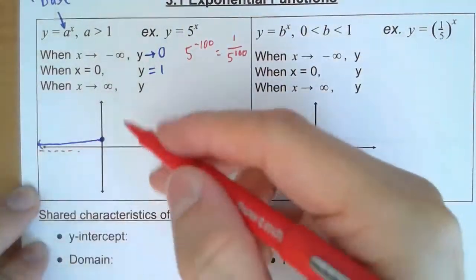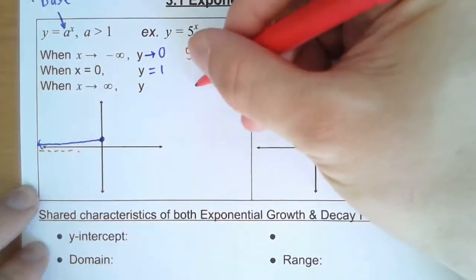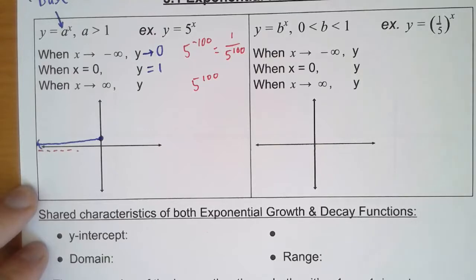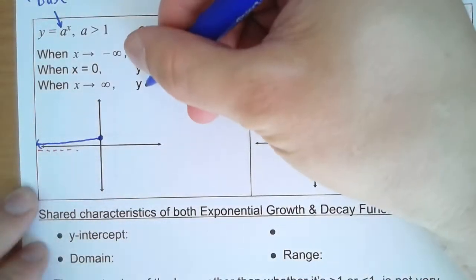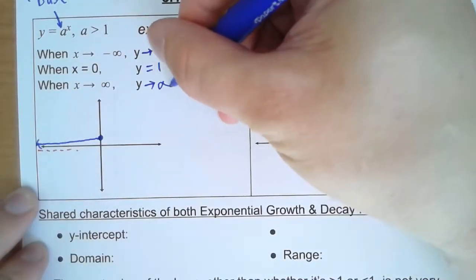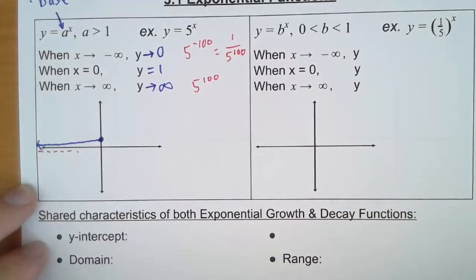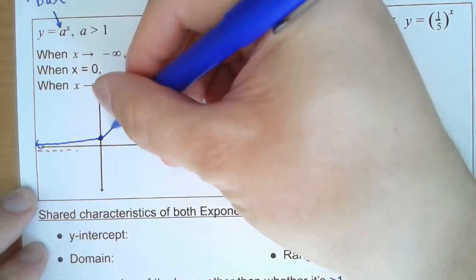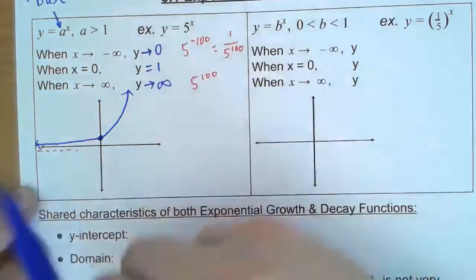Okay. Well, what about on the other side? As x gets really large, if you think about something like 5 to the 100th, well, 5 to the 100th is huge. So as x approaches infinity, y is going to approach infinity as well. As x gets bigger, y gets bigger. So this graph is just going to kind of shoot up here.